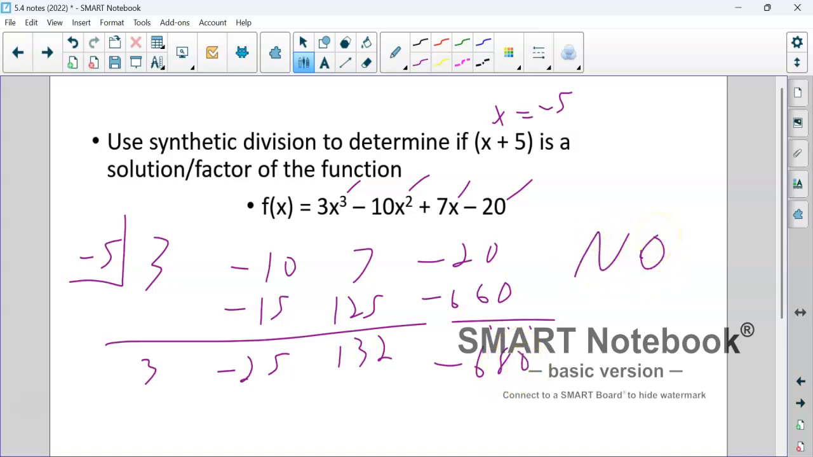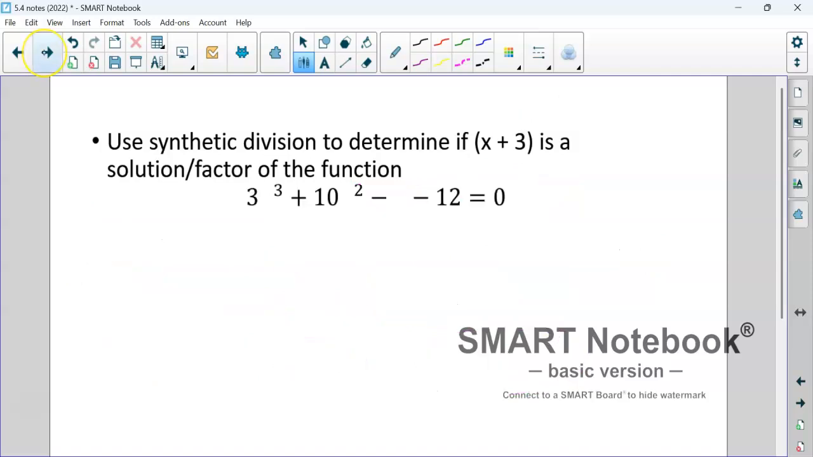Okay, so I had a mistake, but it wasn't a huge mistake because it's still a no, because I did not get 0, which means x plus 5 is not a factor, and this is not a solution. This is my remainder. If I put this in the calculator and checked -5, which I did, I would have gotten -680 for my value. So this is why it's not a bad idea to use your calculator every time to check your work, whether you're graphing or just doing the math.